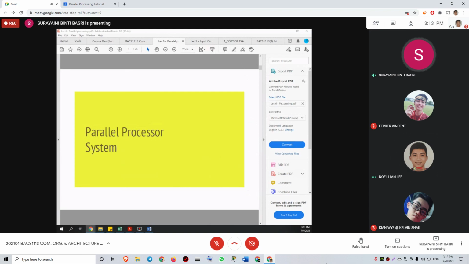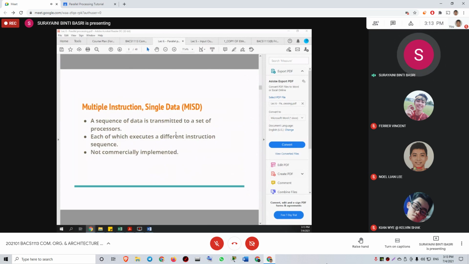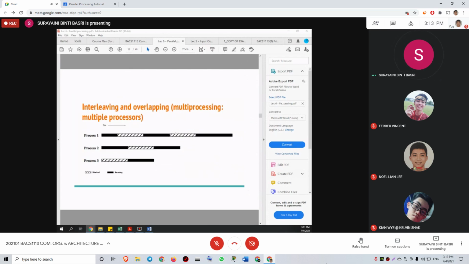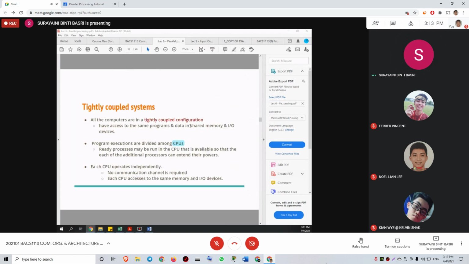Four. Yes. Okay. So for the tightly coupled, we repeat again: it shares memory and input output devices. But the loosely coupled does not share memory and input output devices, meaning it has its own memory and its own input output devices.